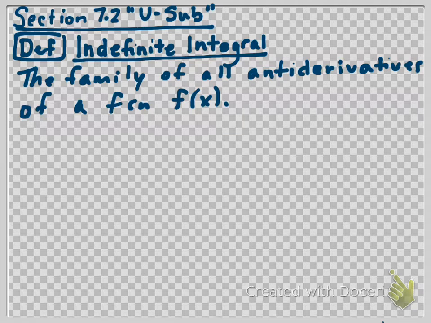What does that relate to in 7.1? Slope fields. Because the slope field is a picture of all of the solutions, right? All your antiderivatives. So the indefinite integral is all of those. And the indefinite integral of f with respect to x, I'm just going to have you write the notation here right below it, is the integral of f of x dx.